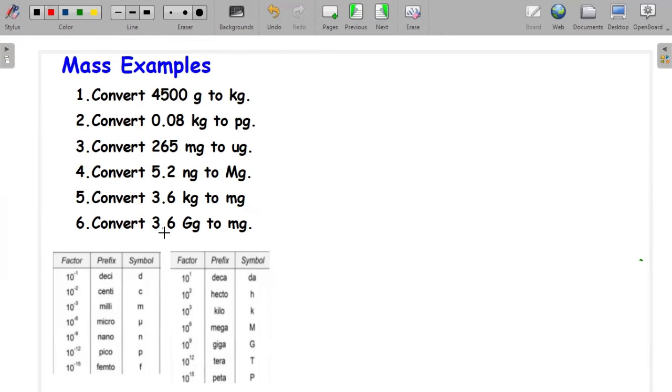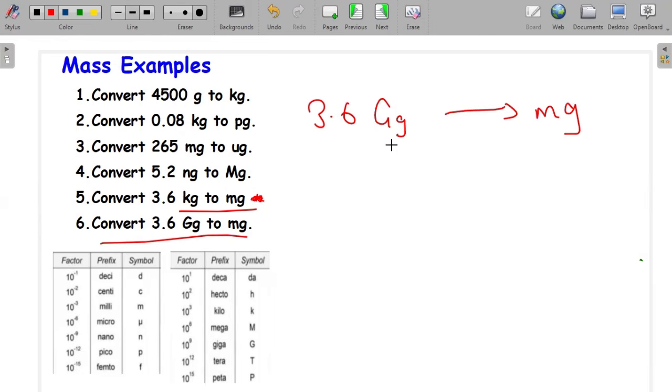The other one here, I'll skip this part. You can try this one, because I've handled the one with the kg and the milligrams before. Maybe we can solve this one. This is 3.6 gigagrams. Then I'm converting it to milligrams. So the giga, as usual, is just 10 to the power 6. Divided by the milli. The milli is 10 to the power minus 3.